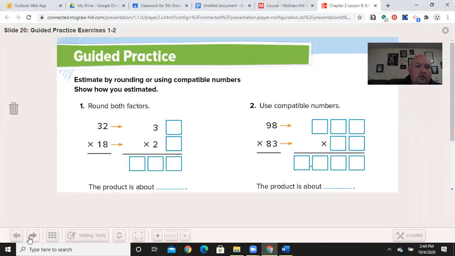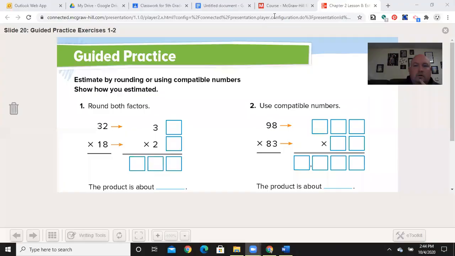So let's move on to guided practice. And it's telling you which way they want you to do it. They want you to round both factors. Do we round the 32 and the 18, or are we using compatible numbers? So let's go ahead and get my, I goofed here. Sorry about the glitch. The matrix has that happen occasionally.